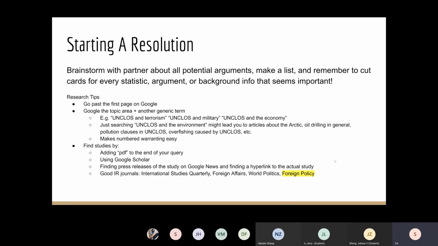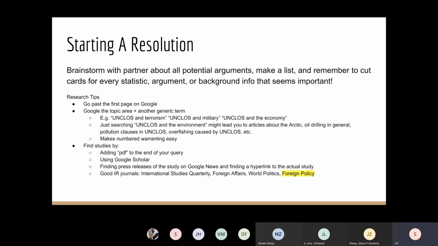So, through the spreadsheet, we took account of everything that everyone was wanting to work on, and some asked how to start a resolution, which is really important. When you first look at the resolution, you want to brainstorm with your partner about all the potential arguments and make a list. If you don't have previous topic knowledge, you can skip right to the research. But it's important to make a list of all the arguments you're trying to cover for the topic. And remember, when you're researching, to cut cards for every statistic, argument, or background information that seems important.